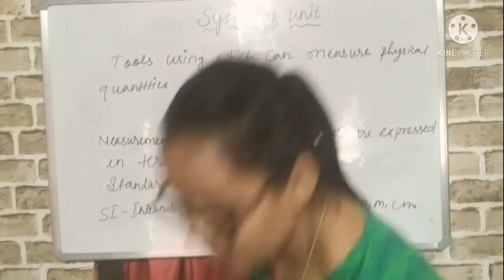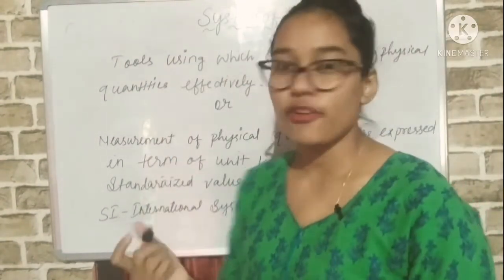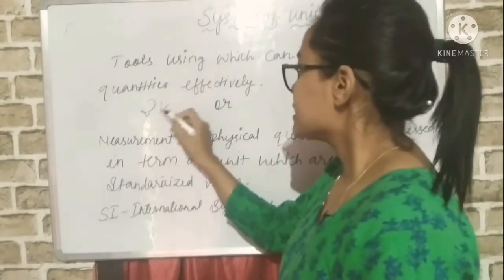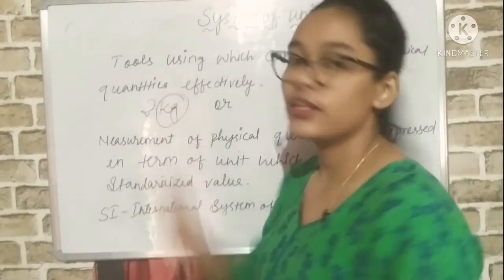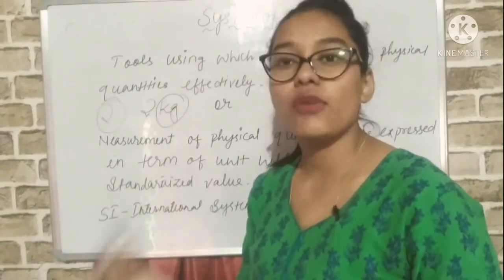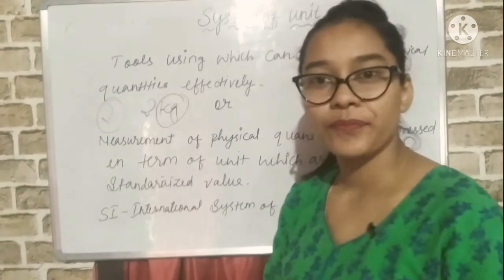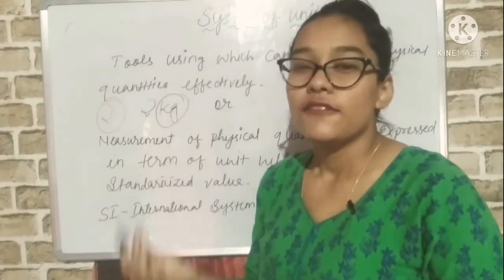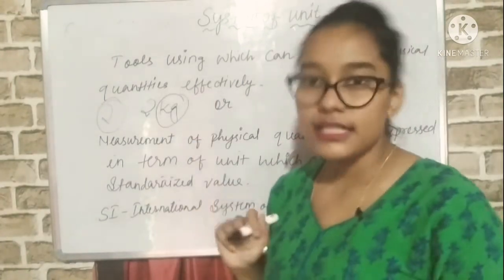Suppose I have brought 2 kgs of potato. So here, what is the standardized value? You know, kg. Kg is the standardized value here. If I write only 2, it is useless, is it not? Nobody will understand what I am talking about, right? So the system of unit gives any physical quantities a standardized value.